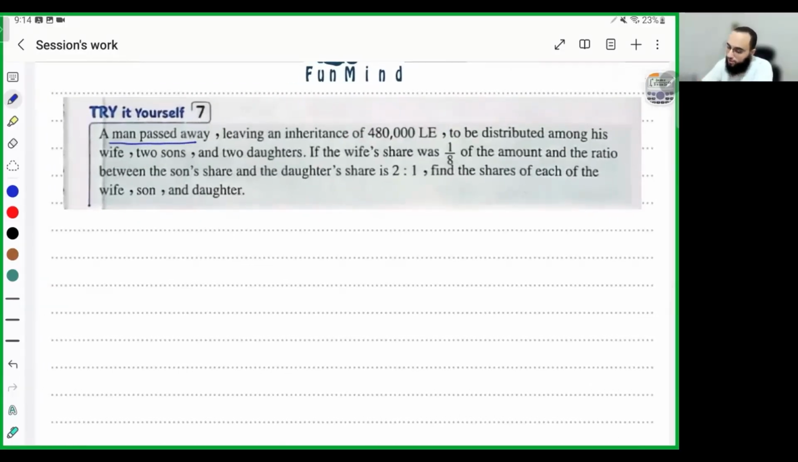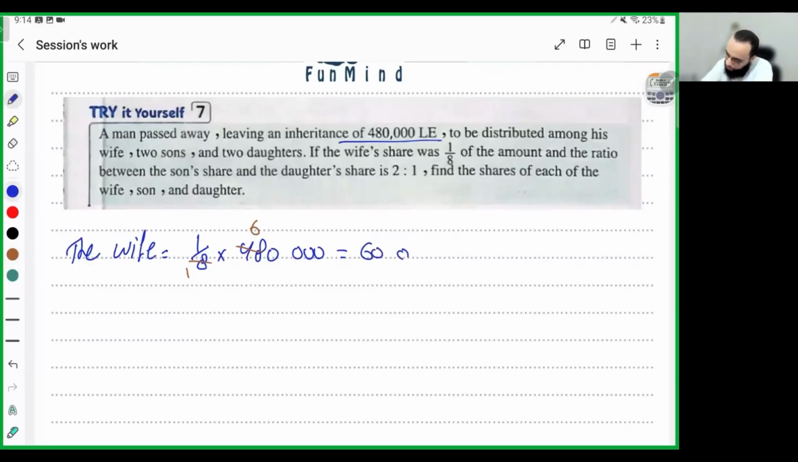Aman passed away, leaving an inheritance of 480,000 pounds to be distributed among his wife and children. Firstly, what's the share of the wife? 1/8 times the total. You can do it with the calculator. It's 60,000. Okay? Any problem? No.